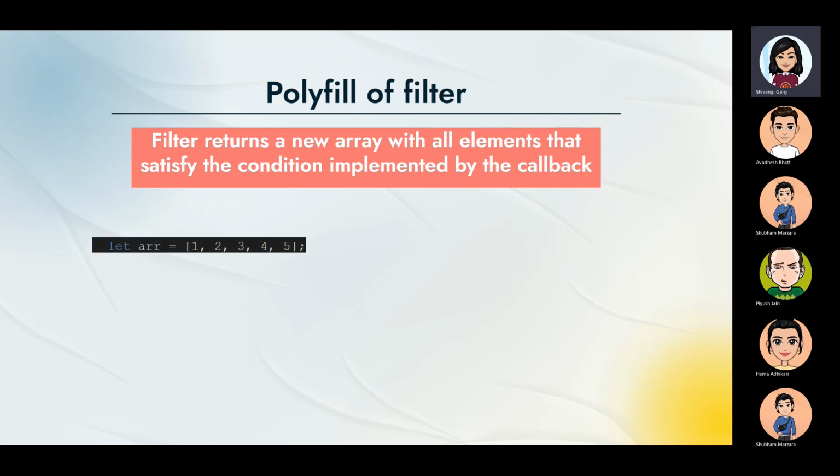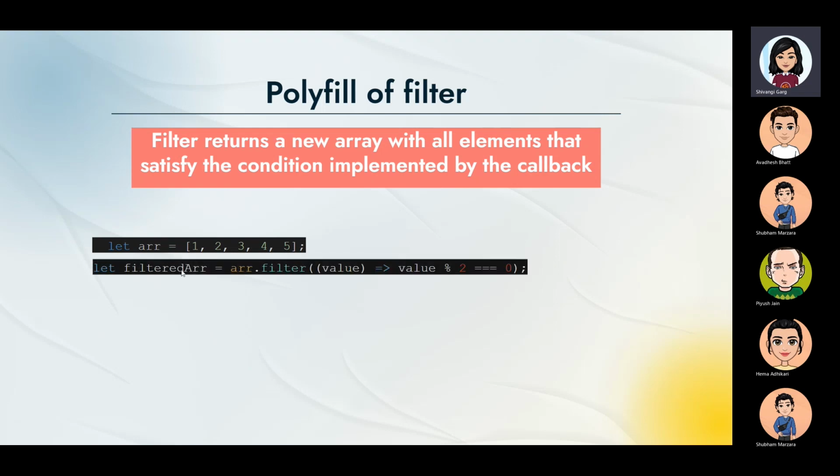So we will take a similar array. I have used the filter method here, and it is iterating over all the values of the parent array and returning those values which satisfy the condition. This is the condition for extracting the even values. As you know, even numbers are divisible by 2, so only those values will be returned which are divisible by 2. So this is the condition for extracting even numbers.